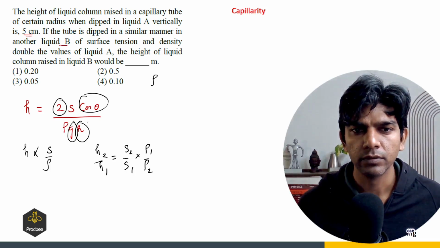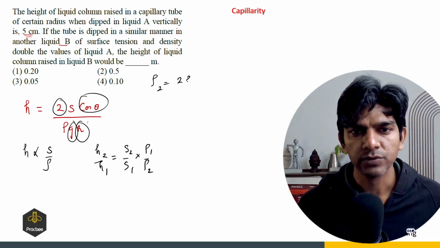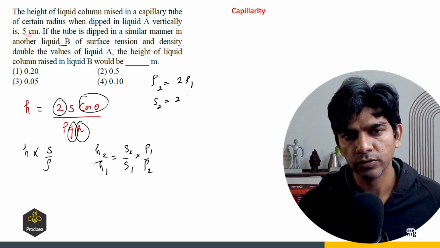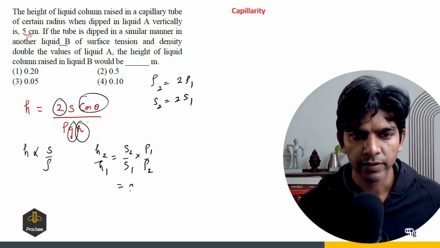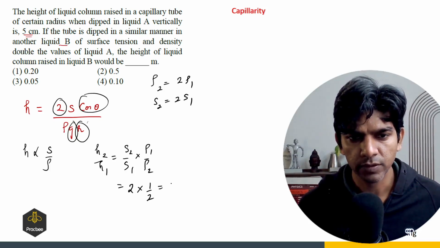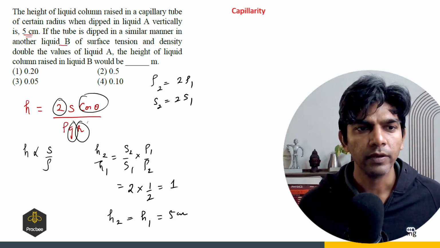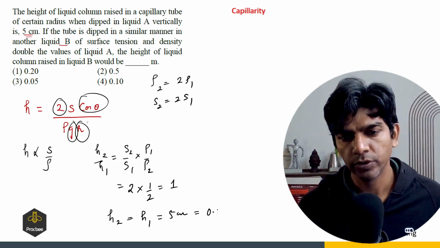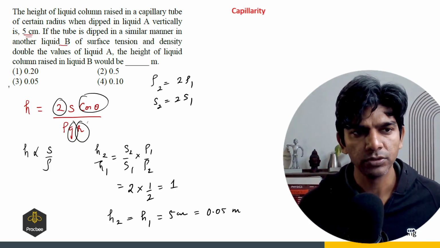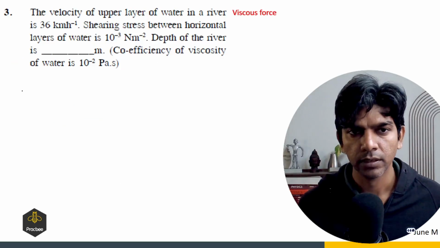And we have given rho 2 is 2 times rho 1 and S2 is 2 times S1. So that will be 2 and this will be 1 by 2. So it comes out to be 1. So h2 will be nothing but h1, and h1 is given as 5 centimeter. We have to find the answer in meters, so it will be 0.05 meters. So option 3 is the right answer.